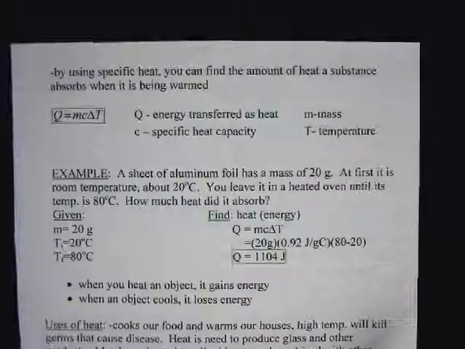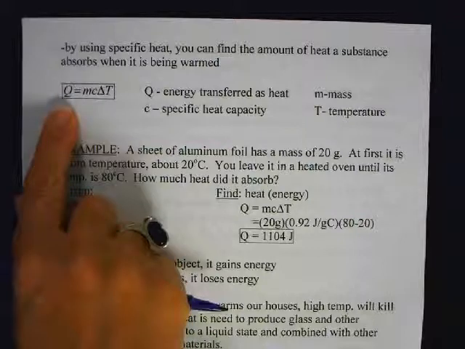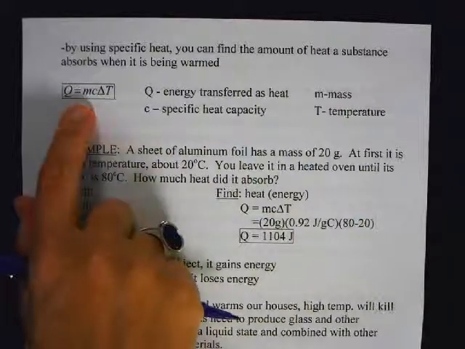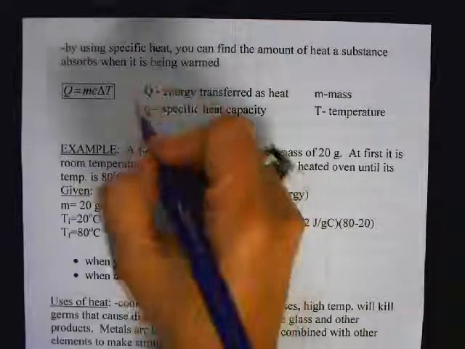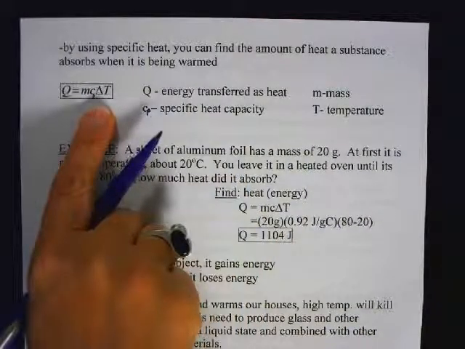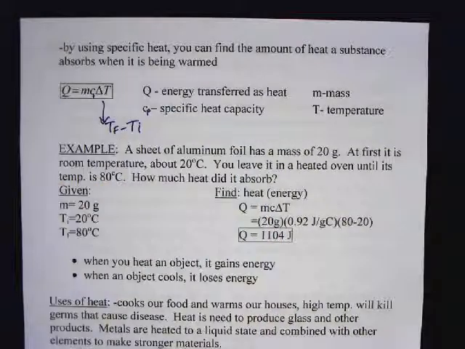If I want to calculate the amount of heat, this is the equation. So Q stands for heat. Q is equal to mc delta T. So it's equal to the mass of the substance times the specific heat capacity, sometimes instead of C, they might call it C subscript P, times delta T. And remember, delta T is always going to be the final minus the initial temperature.